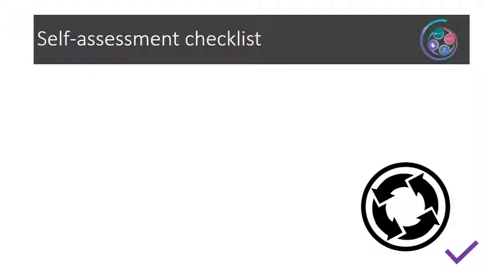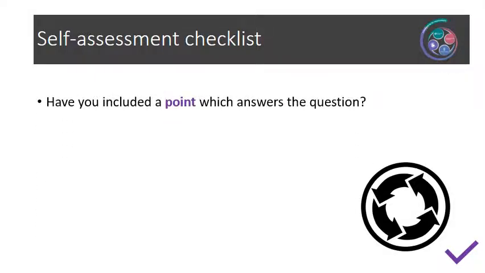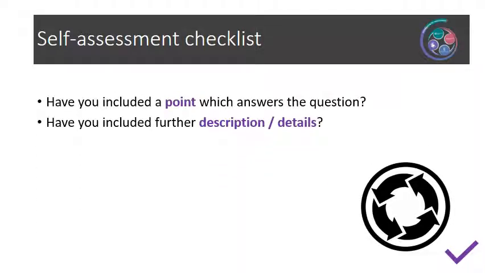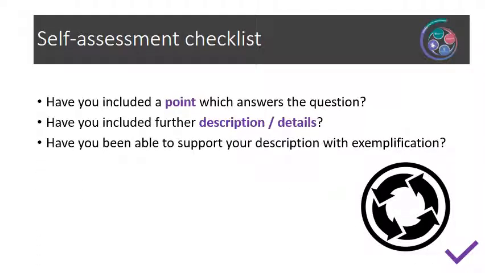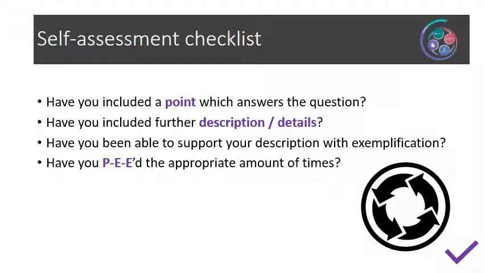Now, to recap, I would recommend that you use this self-assessment checklist anytime you try to answer a describe question to evaluate whether you've used the right process or not. Consider, have you included a point which answers the question? Have you included further description or details? Have you been able to support your description with a detailed example, as we've just discussed? And have you P'd the appropriate amount of times? In other words, if the question is worth 6 marks, ensure that you have done the full P process twice.